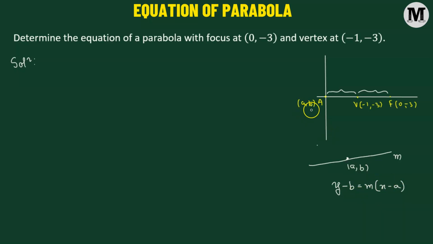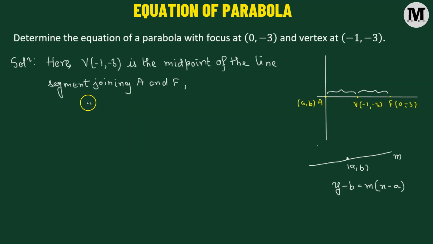So let's try to find out the coordinates of point (a, b), and once we have that point, we can also find out the slope. Now here, the vertex is going to be the midpoint of the line segment joining point A and the focus of the parabola. That means we can add the x coordinates of point A and point F, so a will get added to 0, divided by 2, and for the y coordinate, the sum of the y coordinates of point A and point F divided by 2, and this will be equivalent to the coordinates of the vertex, that's (-1, -3). Now, we can equate them to get (a plus 0) over 2 equals -1, and (b minus 3) over 2 equals -3.